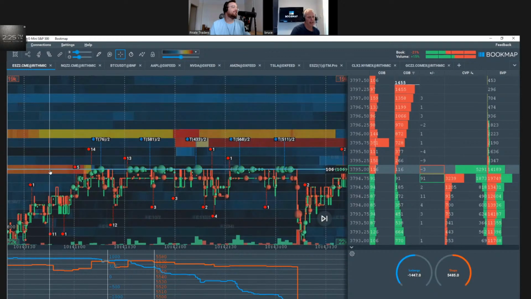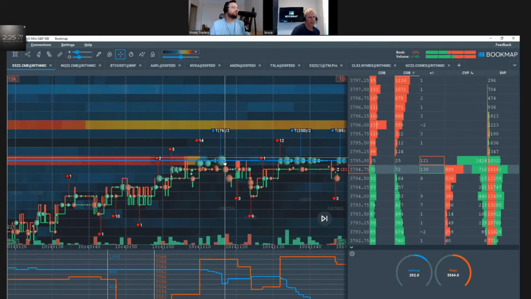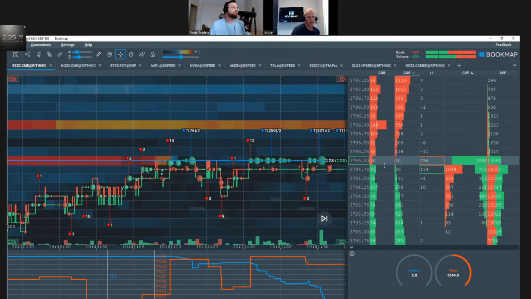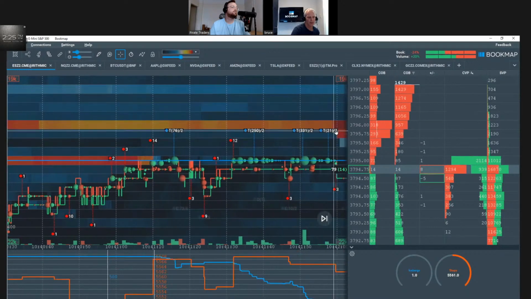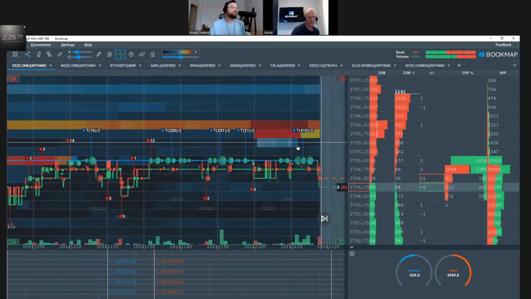Okay, so here's high liquidity at 37.95. Price trades up to it, and you see a lot of buyers here, the green dots. These are aggressive market buy orders. However, look at all these buyers in here. Look what's on the offer here, only 40 contracts. Yet here's 250, here's 331, here's 21, here's 45, 153, 410.